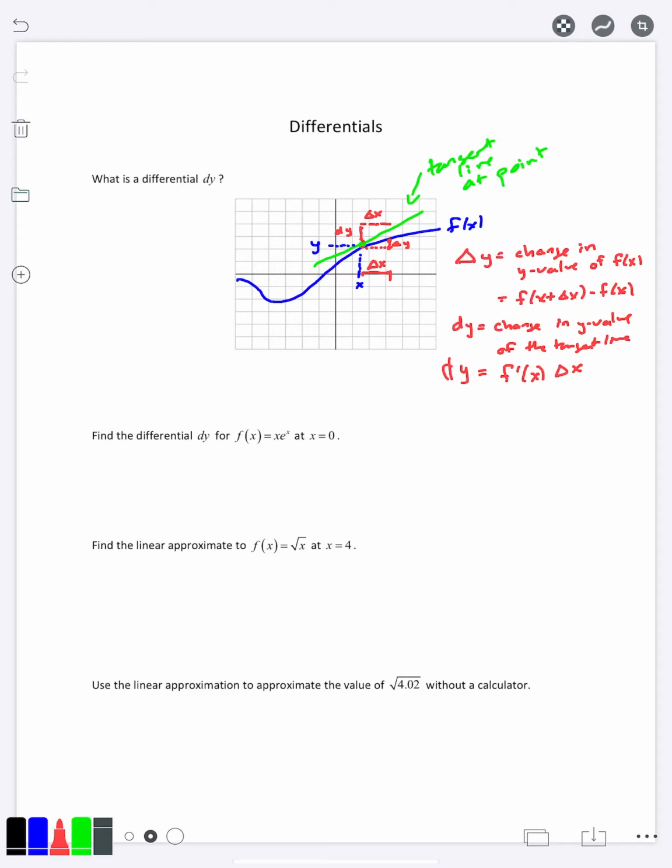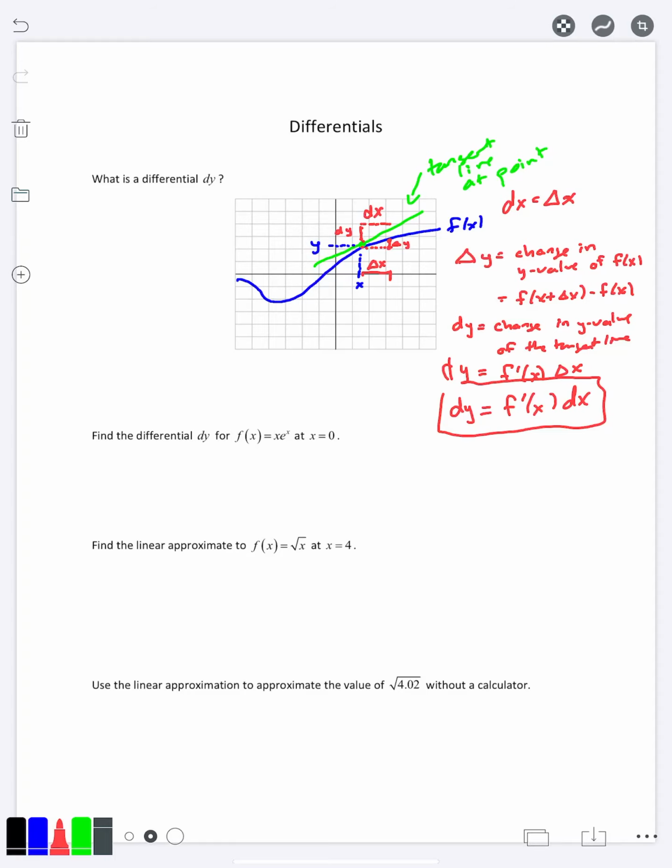And if you think about it, if we call delta x how much the x changes on the regular graph, then we really should call dx how much it changes on the tangent line, but dx and delta x are the same thing because we're going the same amount to the right. We're just interested in how much the y changes. And so if you write that down here, it means that the differential that we're looking for is f prime of x dx. That is our formula for differential.